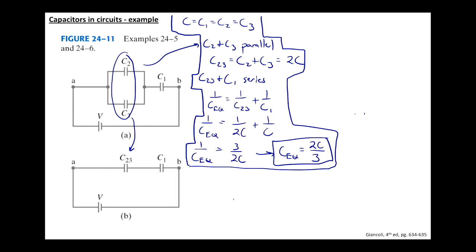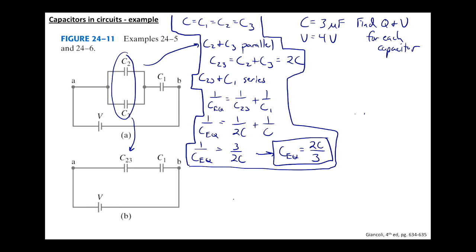I don't know. So let me give you some numbers. Let's say that the capacitance is 3 microfarads. Let's say the potential difference is 4 volts. And we are going to find Q and V for each capacitor. So we want to find how much charge is stored on each and what the potential difference is across each capacitor. So let's start with the entire circuit.